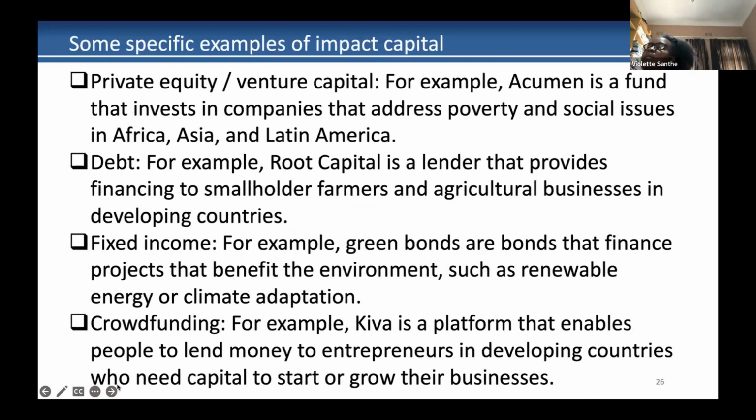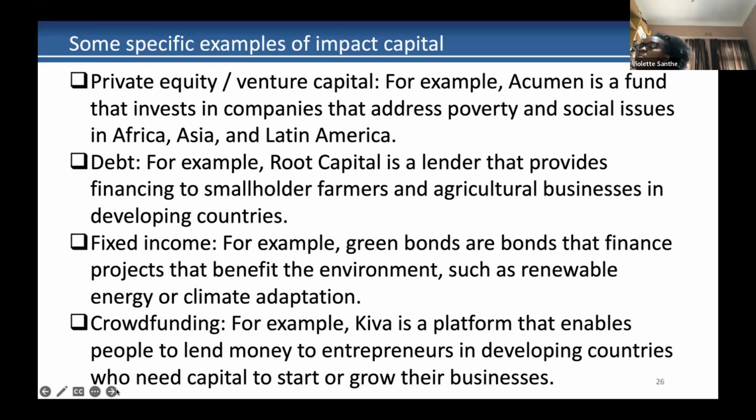Now, I want us to look at some specific examples of impact capital. I know we've already talked about them. Private equity and venture capital are funds that invest in private companies that have the potential to scale and create impact. For example, Acumen is a fund that invests in companies that address poverty and social issues in Africa, Asia, and Latin America.